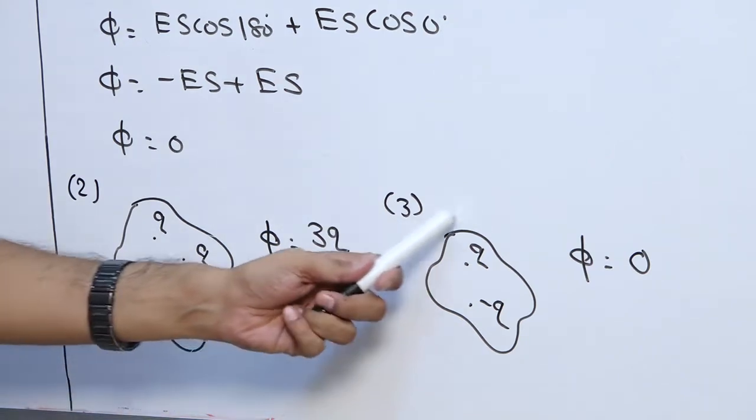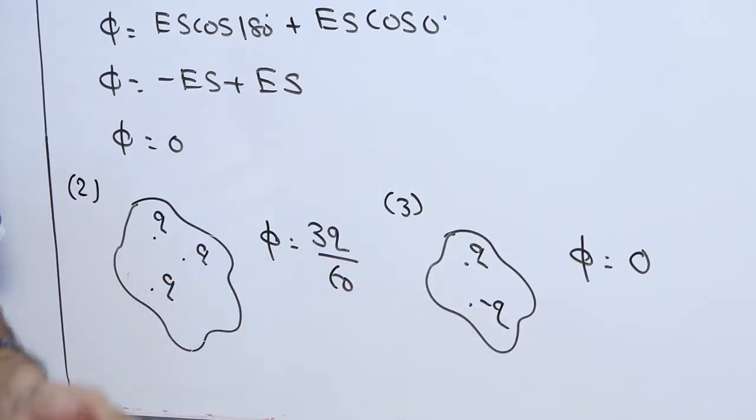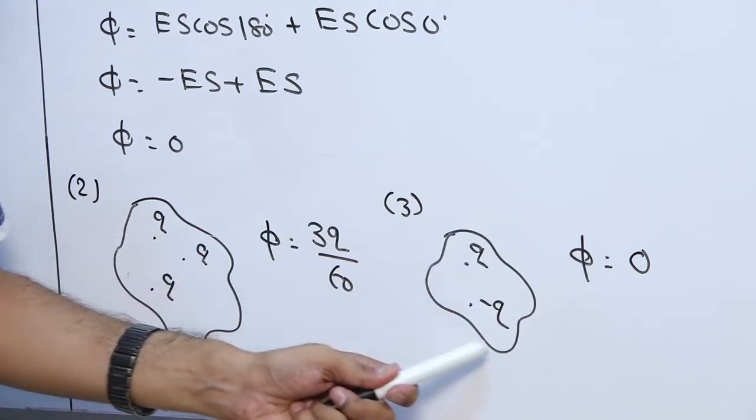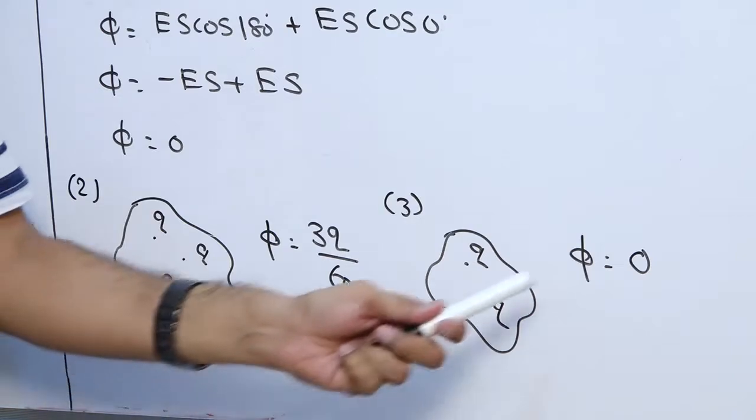Another example. Again this is our Gaussian surface, with plus q charge and minus q charge. We can also say that a dipole is enclosed. We know very well that on a dipole the total charge is 0. Therefore, flux is 0.